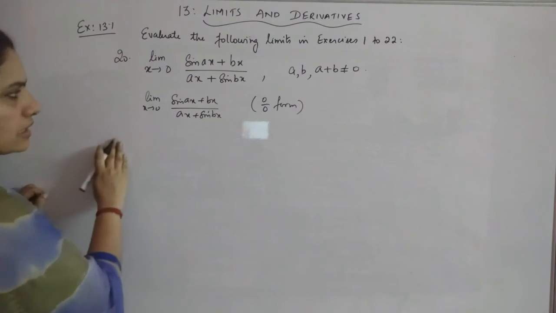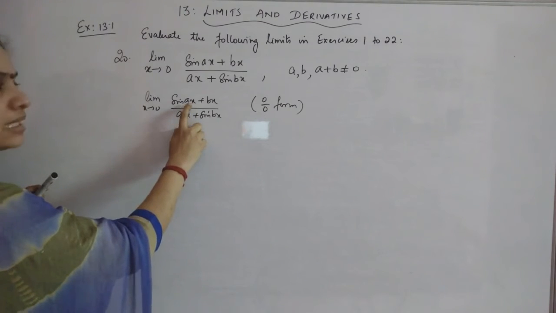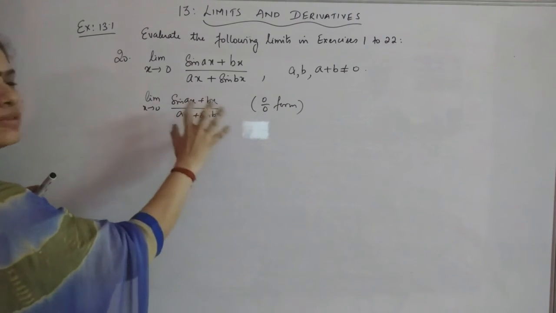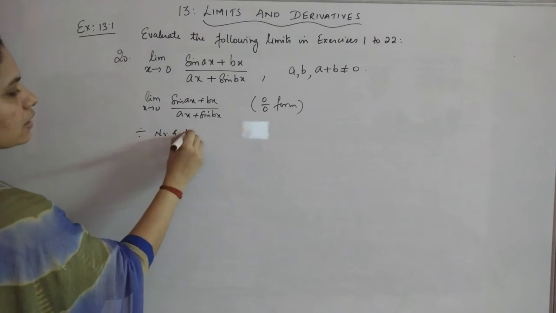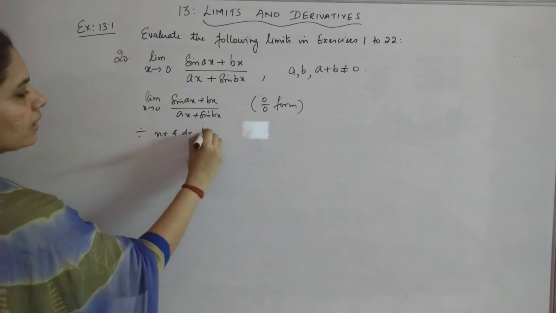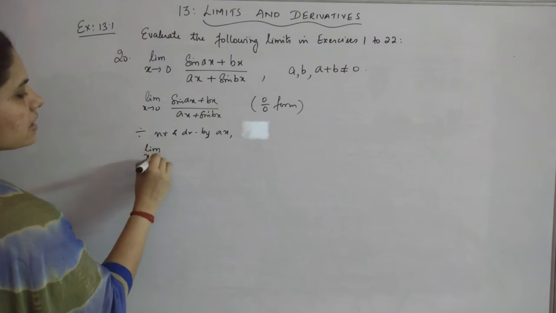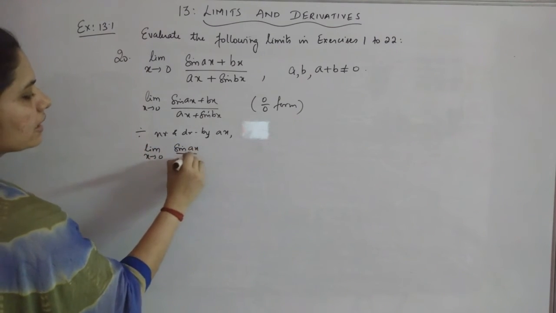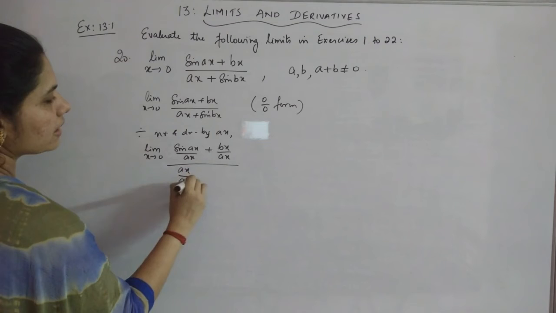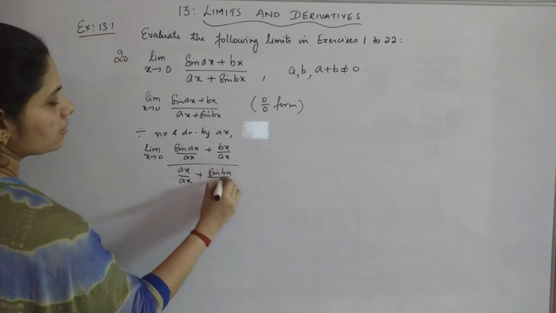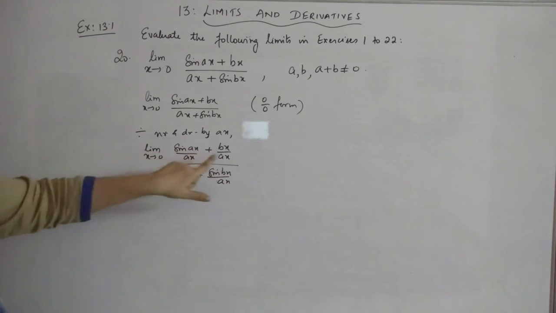So first thing which we are doing is we are dividing throughout with ax, because here you have an angle ax. We will just see what happens. Divide the numerator as well as the denominator by ax. So you will get limit x tends to 0 of sin ax by ax plus bx by ax, whole divided by ax by ax plus sin bx by ax. Okay, so we have divided each term with ax.